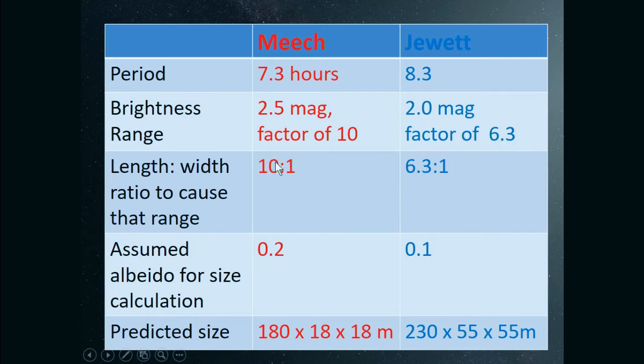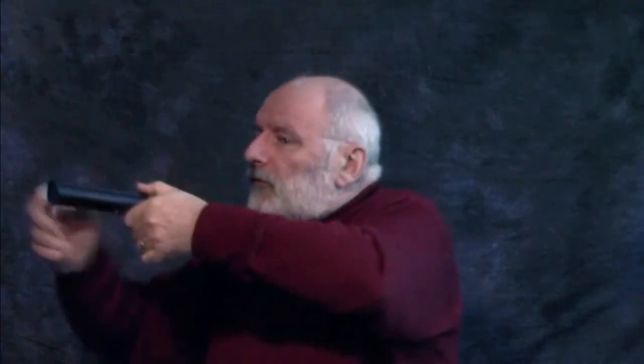If it were a cylinder, and I forgot to bring it in, I'll use this. If it's a cylinder, this would be the faint part, this would be the bright part, faint, bright.